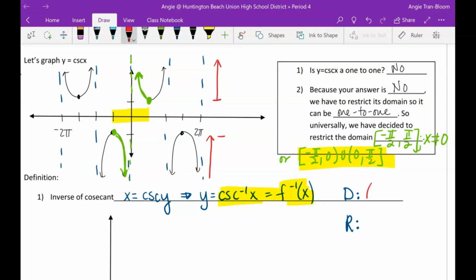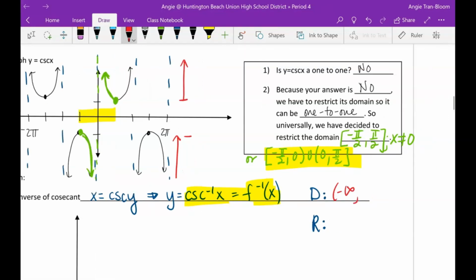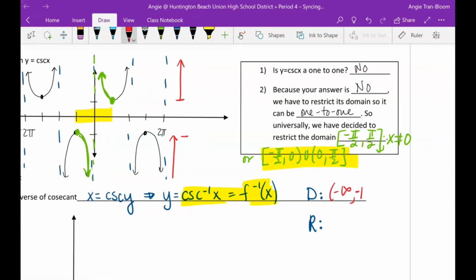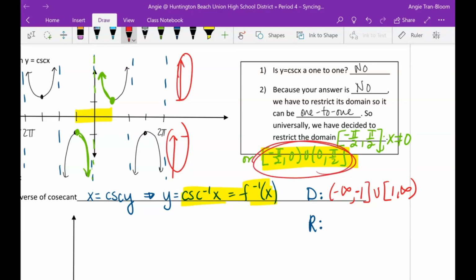So that's your domain: negative infinity all the way to negative 1, union 1 to infinity. The domain of the cosecant inverse comes from the range of your regular cosecant. Now, the range of cosecant inverse is where you have to look at our restriction, where we cut it off. So that's going to be negative pi over 2 all the way to 0, union 0 to positive pi over 2, inclusive.